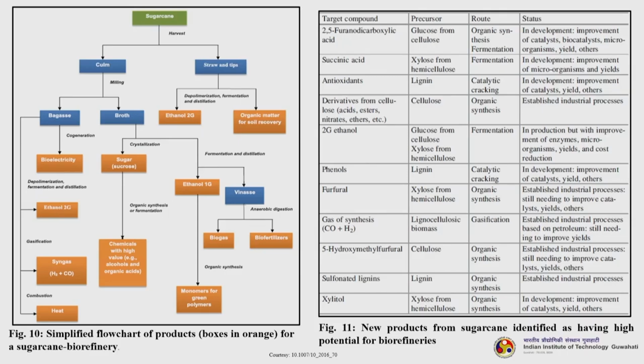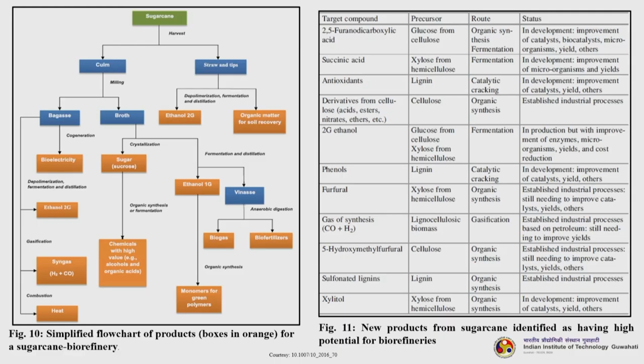So, the target compound, precursor, the route, the status. Let us see succinic acid. The precursor is xylose from hemicellulose, the route is fermentation, and the status is in development. Improvement of microorganisms and yields is required. Then let us talk about 2G ethanol. The precursor is glucose from cellulose and xylose from hemicellulose, both. The route is fermentation. The status is in production, but improvement of enzymes, microorganisms, yields and cost reduction is required.